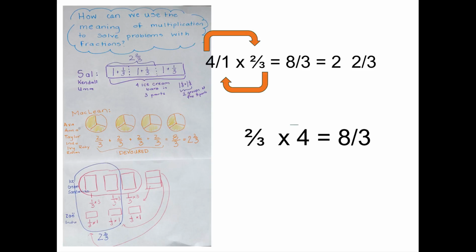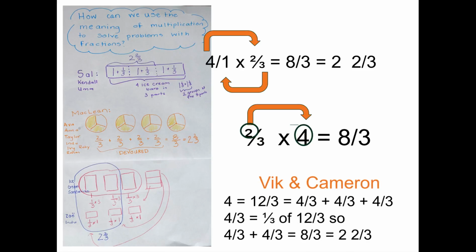And what about this strategy? 2/3 of a group of 4 equals 8/3. Some people just said, well, I can just multiply the 2 times the 4, and that makes 8/3. If you just say that, you haven't justified your thinking yet. Why does that work? So I like to think about that as this 2/3 is a unit. So I can multiply it by 4 because I'm really multiplying the whole 2/3 4 times.